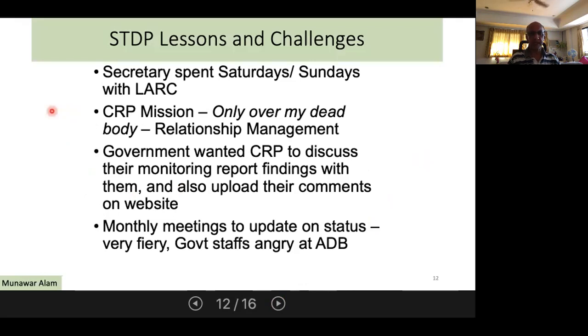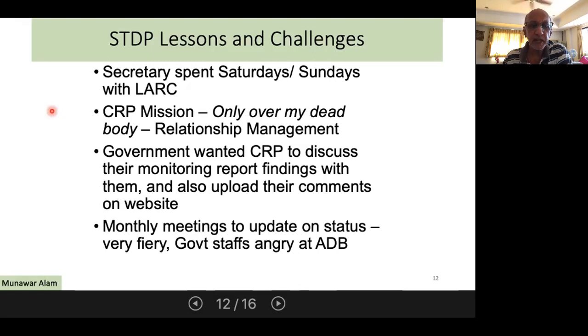He had to spend Saturdays and Sundays with the Land Acquisition and Resettlement Committee, ensuring that the inventory of losses was done properly, the valuation was done properly, and that people were compensated properly. And at one time, when the CRP mission was to come for its annual monitoring, and if I remember, it was the second annual monitoring, the secretary said they would not be allowed to come. They could come only over his dead body. So that was the relationship that developed because of the CRP as well.